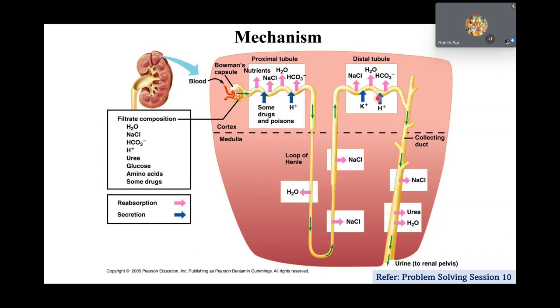If you don't understand capillary hydrostatic pressure, capillary means blood vessels. So wherever blood vessels are involved, where are blood vessels involved in the Bowman's capsule?